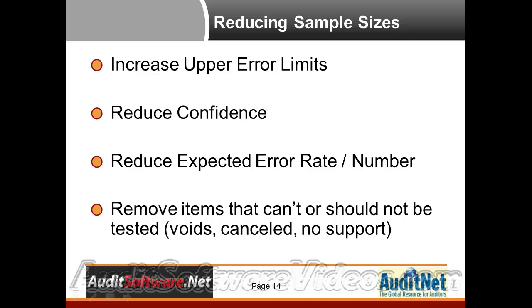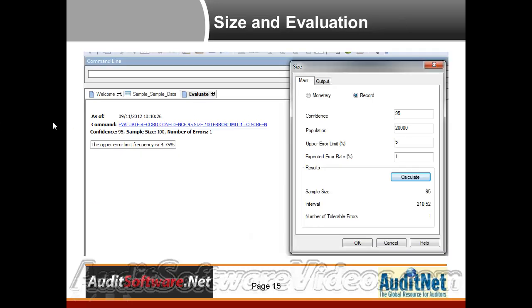Okay. And just continuing onwards, so we've got our size, we do our sample. In this case, our points are 95% confident of a population of 20,000 that the error rate will not exceed 5%, which I guess is about 1,000 items, but that the expected error rate is at least 200 items, or 2,200 items in there. So based on that, my sample size is 95, interval of 210, but now the number of tolerable errors is 1% — 1 in this case.